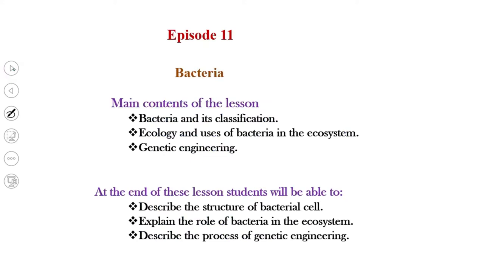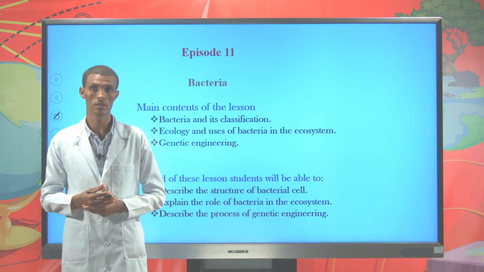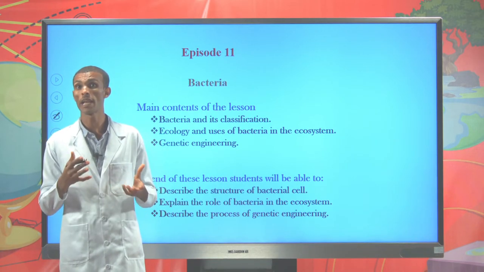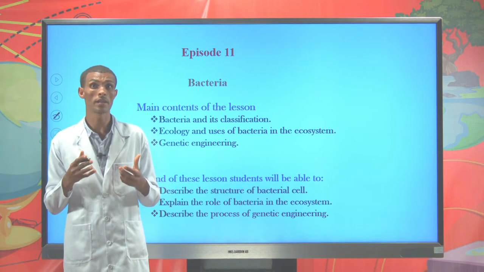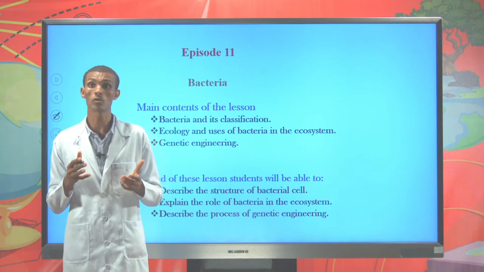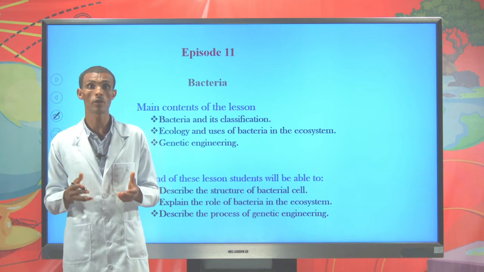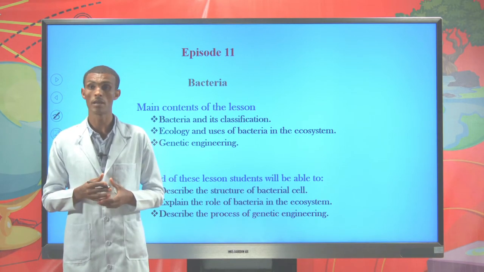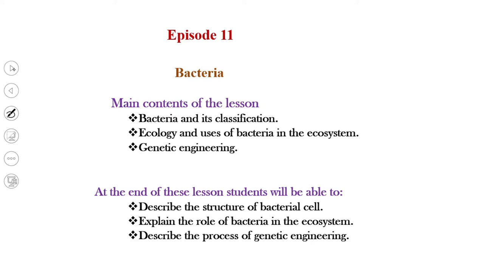Student, in our last lesson, we saw the process of photosynthesis, with some reactions that take place in the thylakoid membrane and in the fluid stroma of the chloroplast. As well, we have seen photosynthesis in the C3, C4, and CAM processes. Now we will see bacteria.